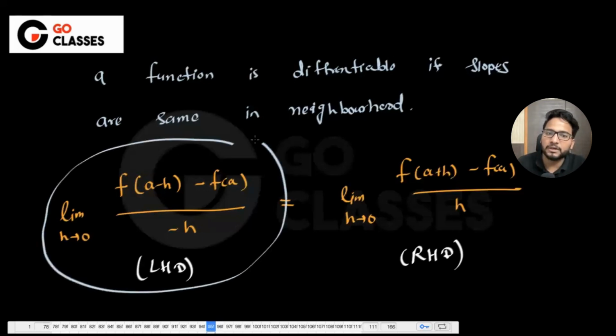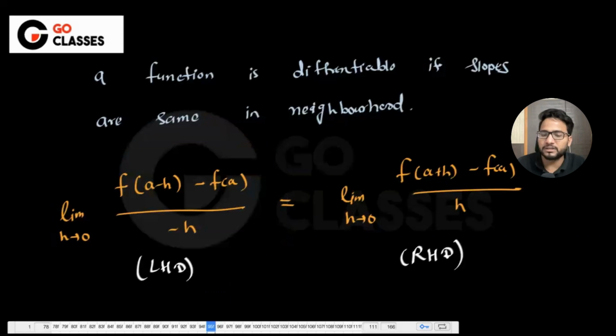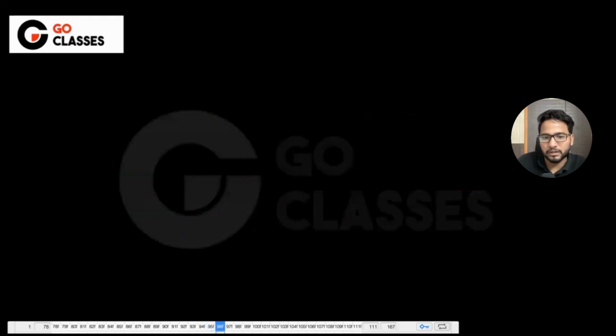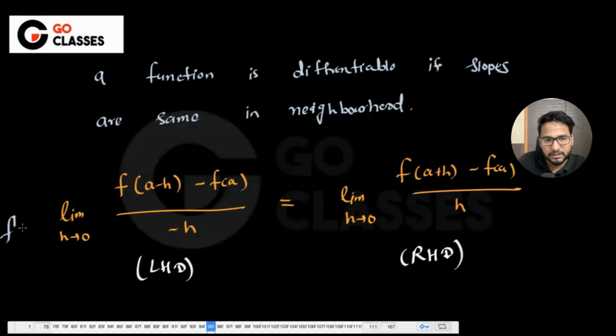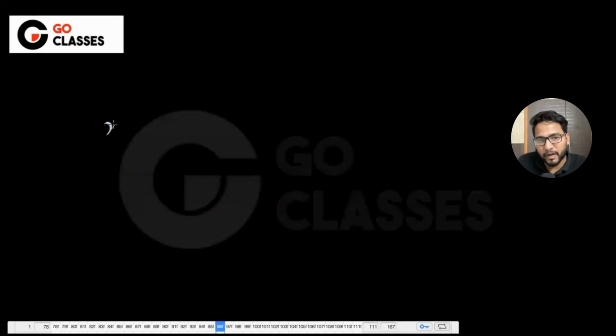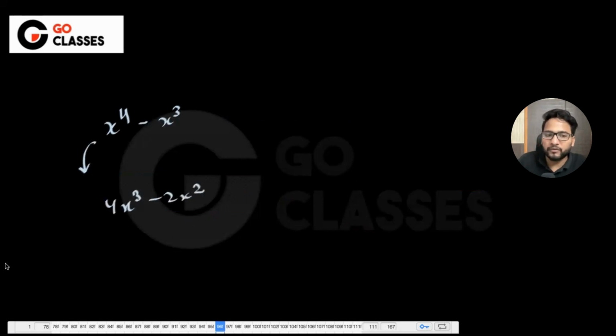Is this the equation of the tangent, or is this just the slope of the tangent? Let's suppose, this is also called f dash x at point A, that is, f dash A, which is equal to this. So basically this is just a slope. If you have, let's suppose, x to the power 4 minus x cube, this is a function. If you differentiate it, it will be 4x cube minus 2x square or something, and you put the value in.